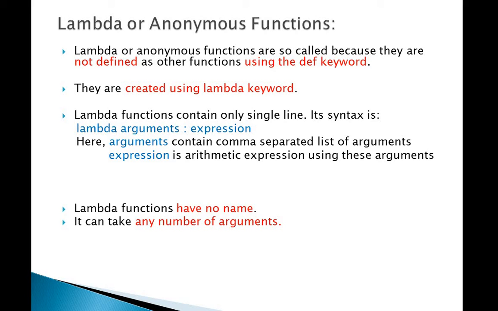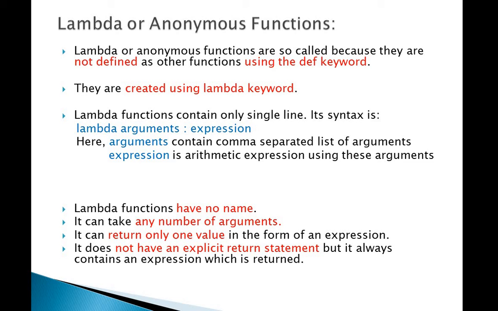Lambda functions have no name. This is why they are known as anonymous functions. They can take any number of arguments. They can return only one value in the form of an expression. This is the major difference from your normal functions. Your normal functions are allowed to return multiple values, but a lambda function is allowed to return only one value, and it is in the form of an expression. You cannot write a return statement explicitly. It does not have an explicit return statement, but it always contains an expression which is written.